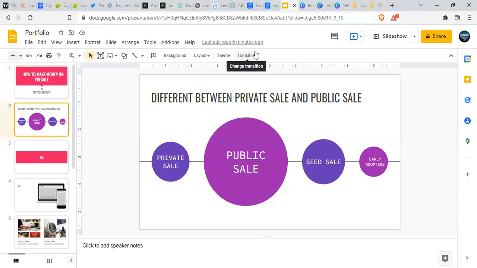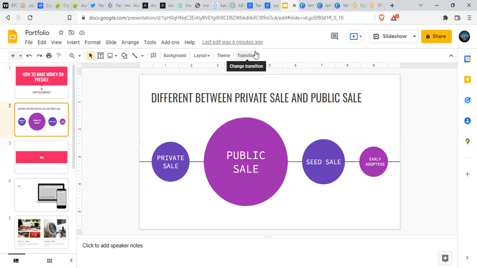It is not that too public. They can use a particular platform, and once they use that platform, they can be given a restriction on what to do and how to do them. So this is for the seed sale. The seed sale is usually still very cheap, but more expensive than early adopters.